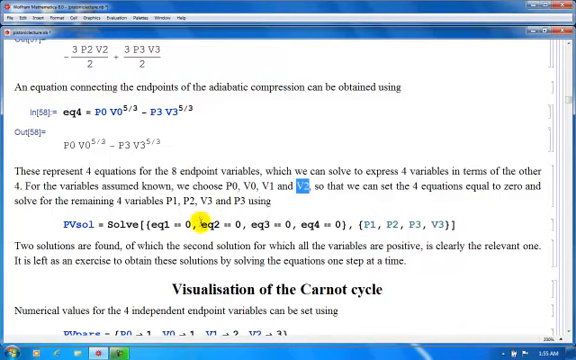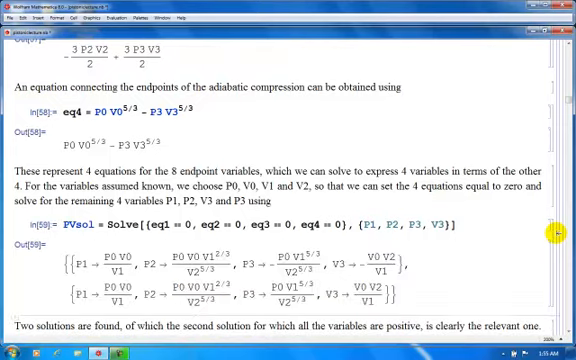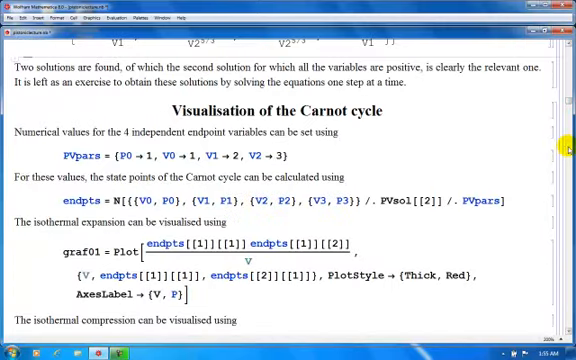Well, we can do that using Mathematica. So the remaining variables are P1, P2, P3 and V3. Let's see if Mathematica can handle that. And we find 2 solutions, of which the second set is the appropriate one, since everything has to be positive. So that's the relevant one. And we'll leave you as an exercise to solve those equations manually one by one. So have fun.